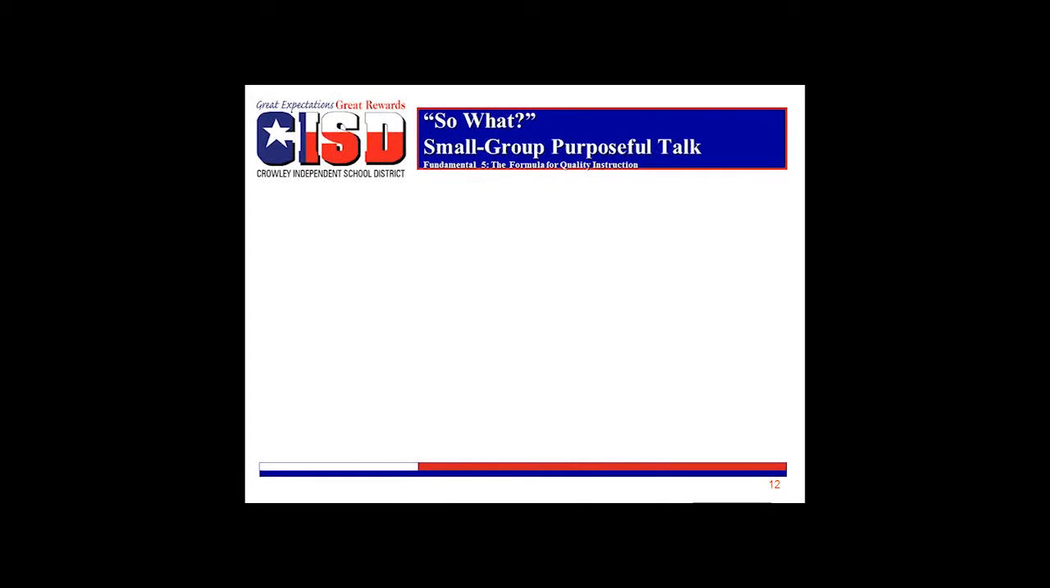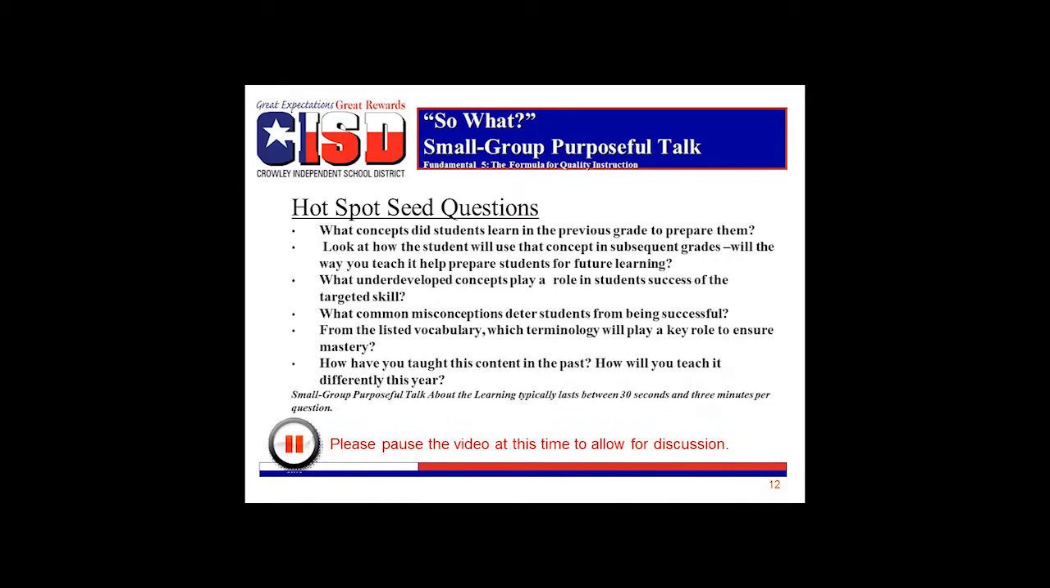The second part of the PLC process is the "so what," which addresses the implications and also gives teachers the chance to reflect upon teaching practices. At this time, we will pause for small group purposeful talk to discuss seed questions, both of which are attributes of the Fundamental 5. Seed questions are essential to guiding and focusing conversations to the desired learning outcomes.